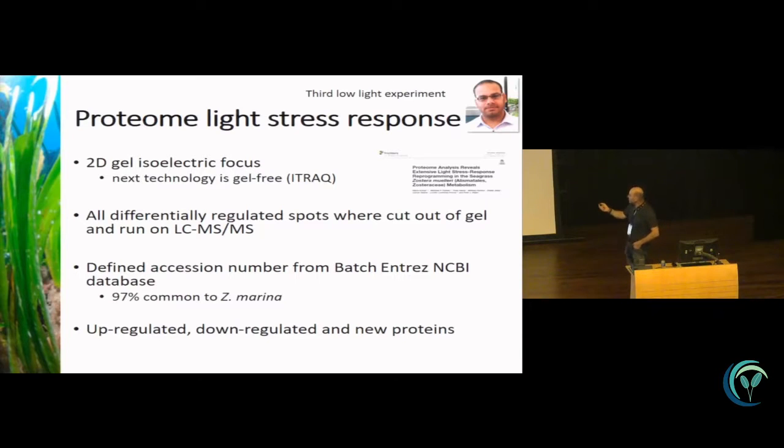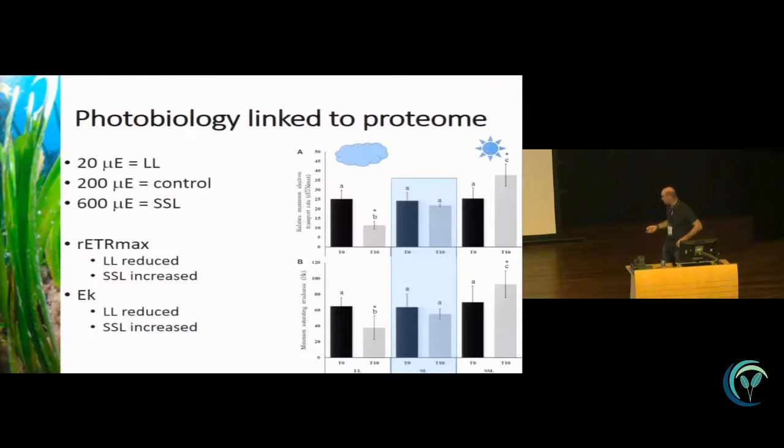You run your samples on the LCMS. You come up with an accession number for your protein using the NCBI database, and then you work out what's been upregulated and what's been downregulated.